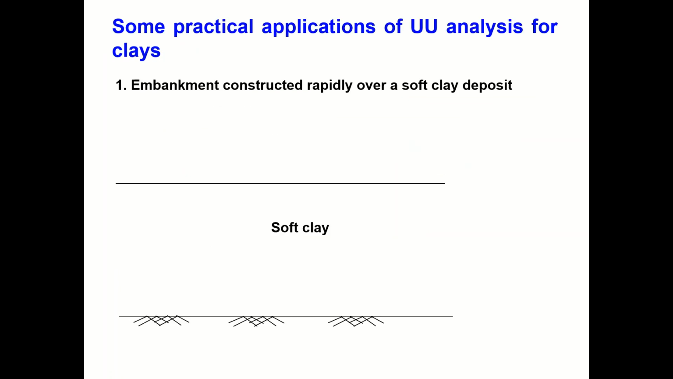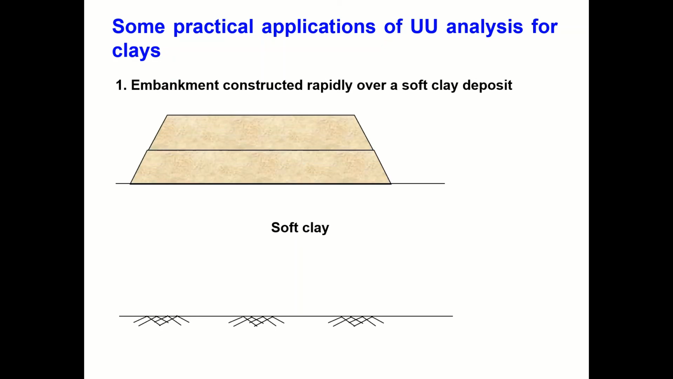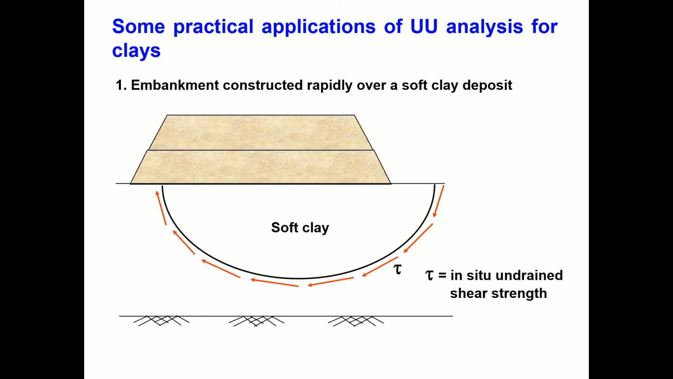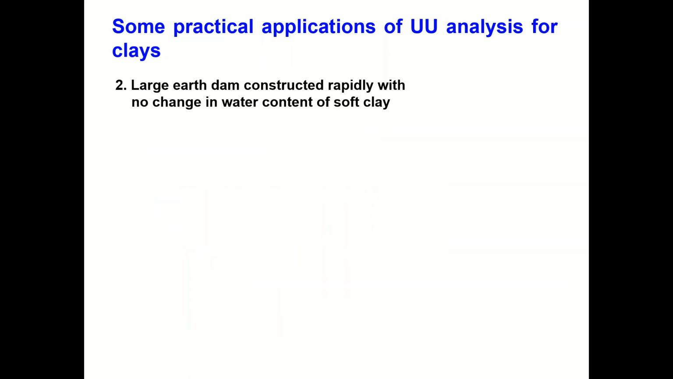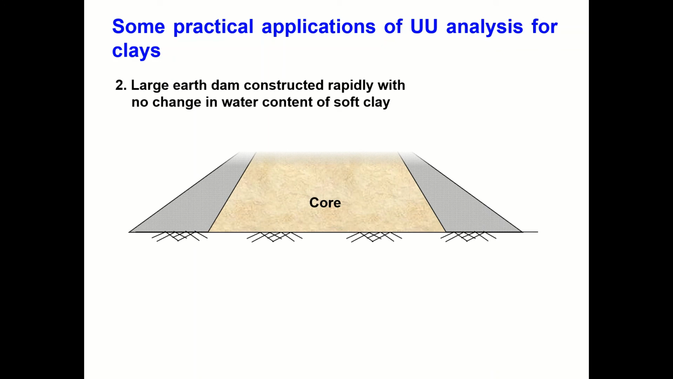But another thing is when we will choose our UU test: when we will construct the embankment very rapidly over a soft clay deposit, so there will be no chance of dissipation of the excess pore water pressure. Then in that case we can perform a UU test. Or if we want to construct a large earth dam rapidly, so there will be no change in water content of the soft clay, in that case we can also choose the UU test.